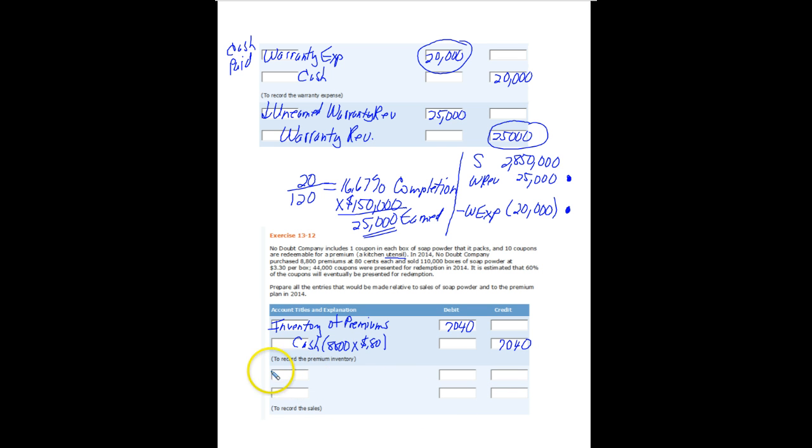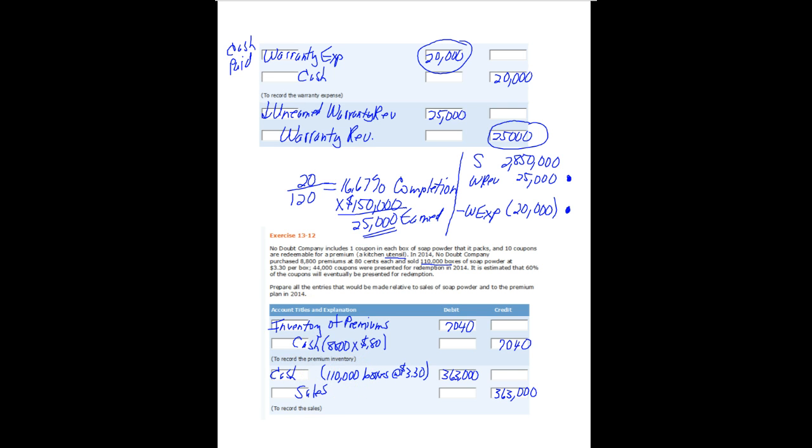Okay, then we're going to record sales. So, cash comes in, we record sales revenue. And that is selling 110,000 boxes of soap at $3.30 each. So $363,000. Okay, so we just have to record the purchase of the kitchen utensils, and then record the sale.